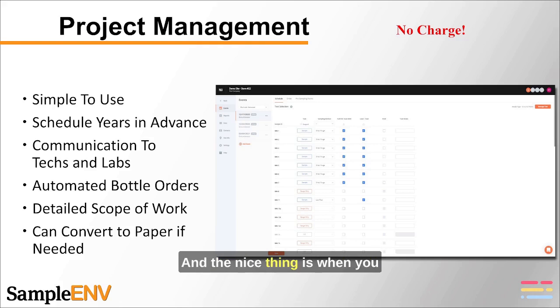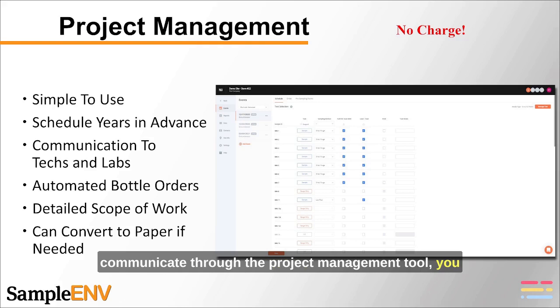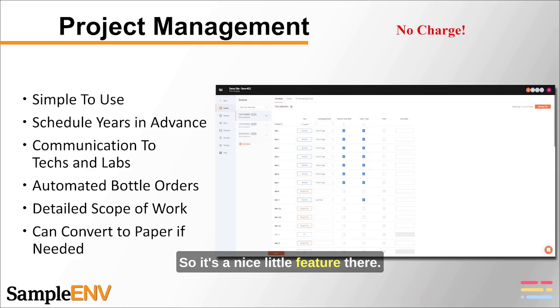And the nice thing is when you communicate through the project management tool, you can communicate to the laboratories and to the field technicians simultaneously. So if you change one well, they both know about it automatically, so it saves a lot of time and effort. You can automate your bottle order, because we know the scope of work, where you're going to sample, and what you're going to sample for, the lab puts in their bottle specs. We can automate those bottle orders automatically, so it's a nice little feature.